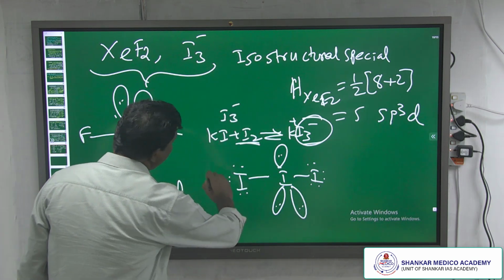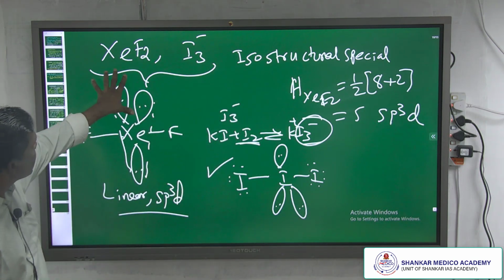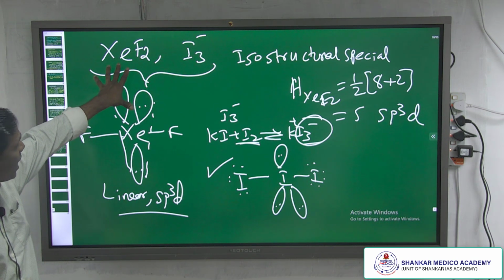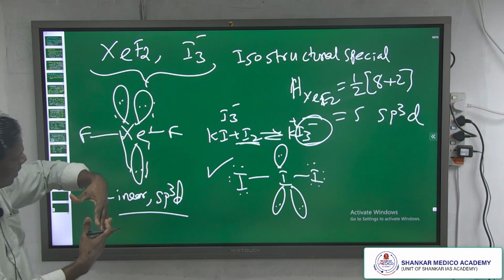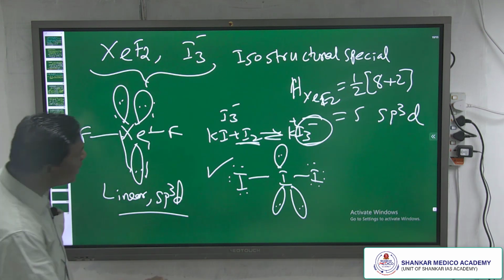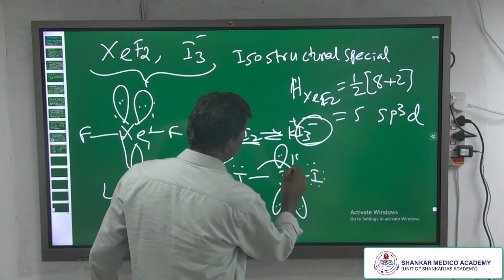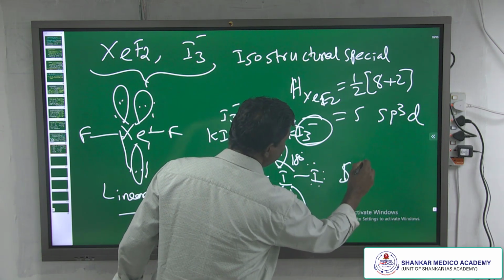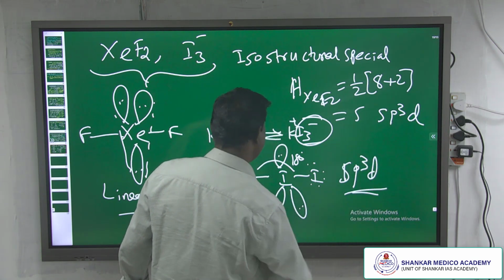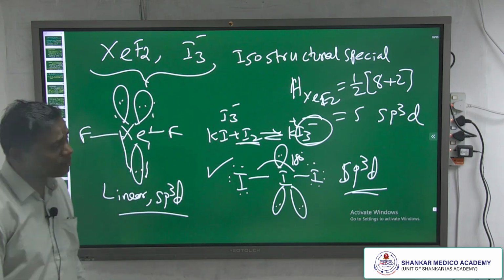Exactly, this molecule I3 minus looks the same as xenon difluoride. It has 3 lone pairs of electrons in a planar arrangement, whereas the remaining bond pairs are at 180 degrees. And of course, definitely this is also sp3d hybridization. You can check, not a problem.